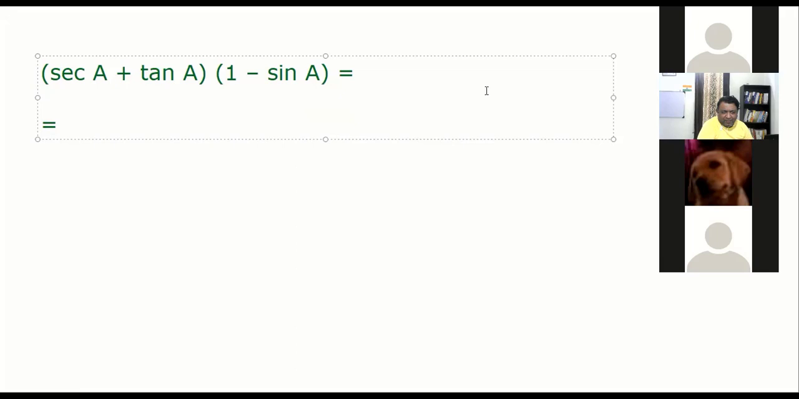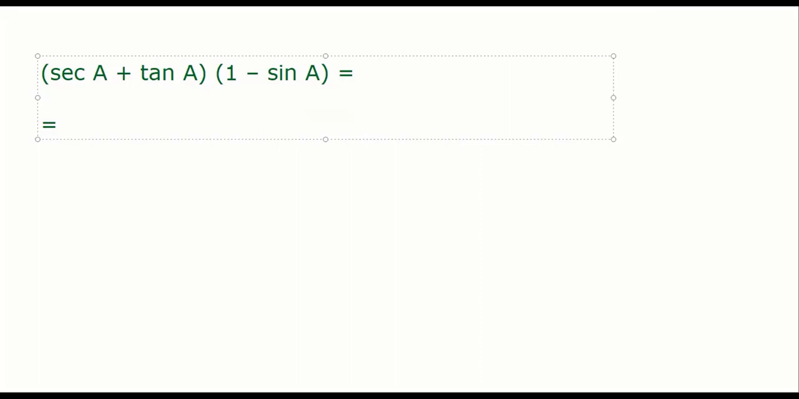Asta, shall we do it together? Yes, sir. Okay. First we'll multiply this with both of these. Tell me what I should write. Sec A, sec A plus tan A. Oh, you're multiplying with 1. Okay, that's fine. Then minus sin A sec A, minus tan A sin A.